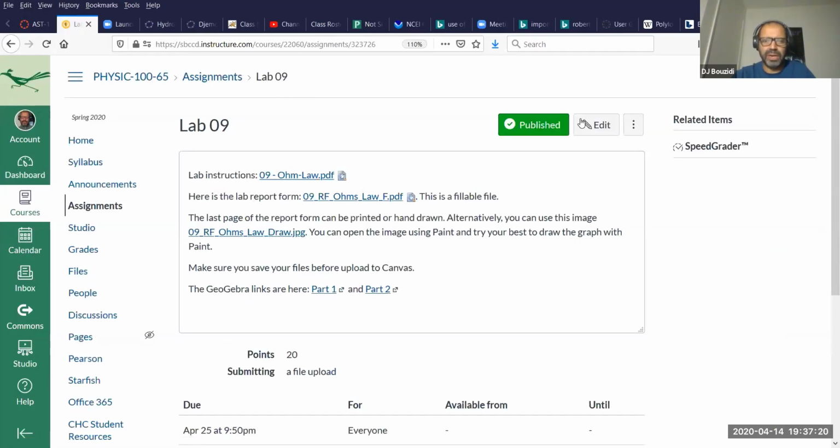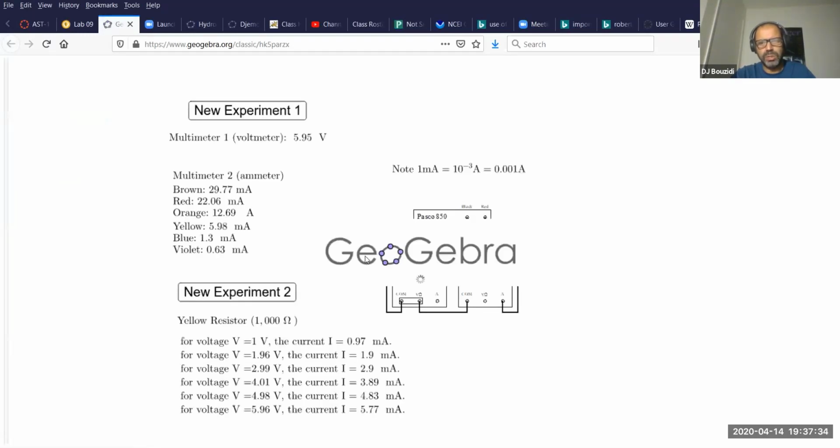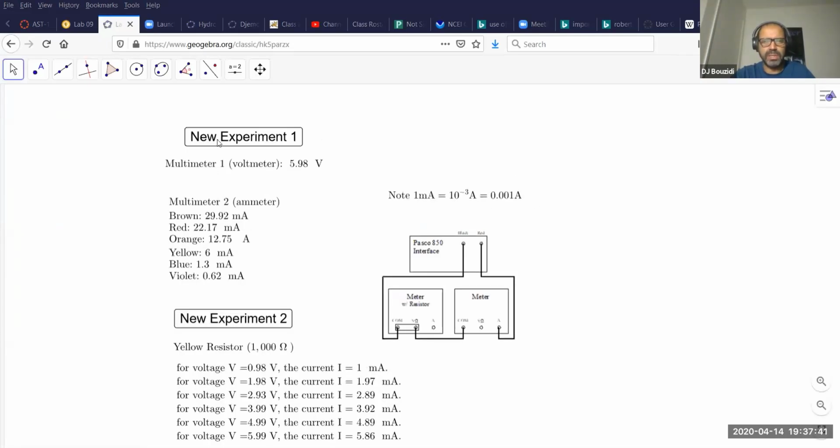And the instructions for lab 9 are here. So you will need to come here and click on one of these links. The first link is the one that is going to get you the first set of data. I'm going to click on it, and it's going to open something in your browser, and that is a GeoGebra that I talked to you guys about last time. So wait for it until it loads, because it does calculations behind the screen.